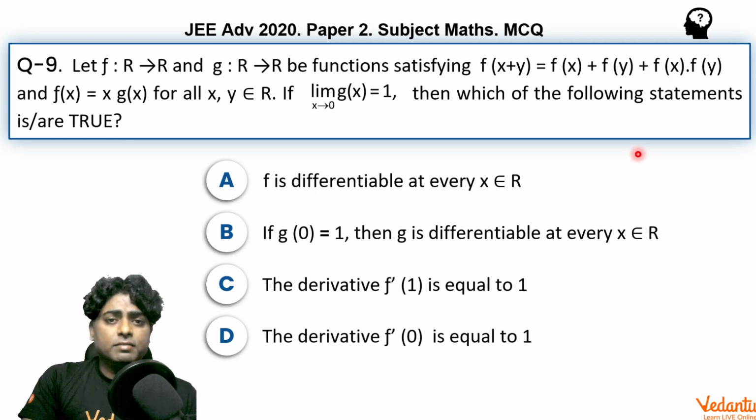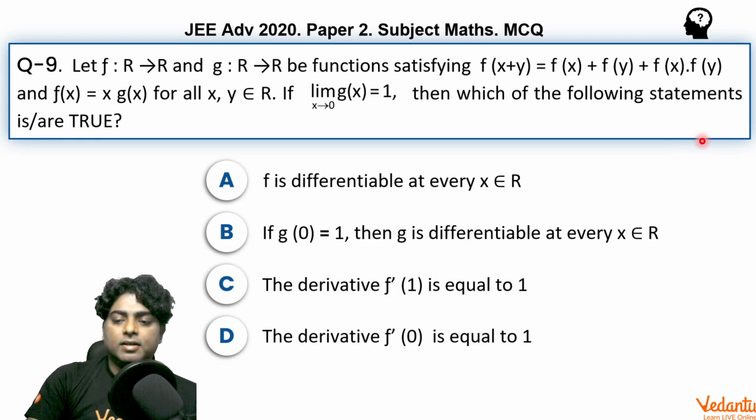It is nowhere given that any of these functions is differentiable or continuous. So we cannot go for directly differentiating the given relation or assuming the function to be exponential or something. So we need to go for the first principle, the basic idea, right?